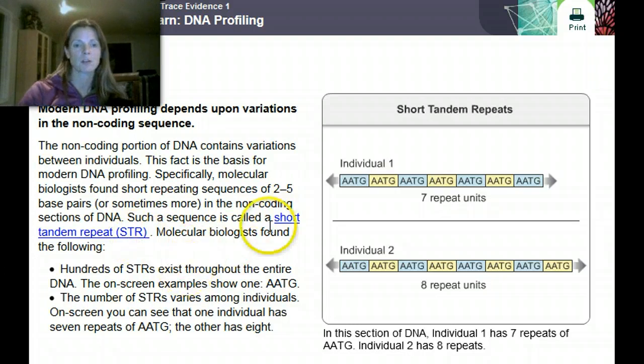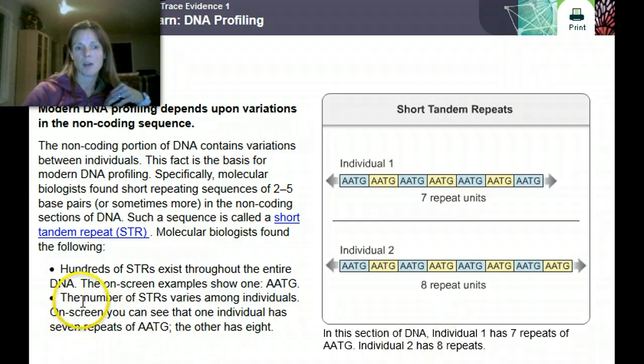So molecular biologists found the following. Hundreds of STRs exist throughout the entire DNA. The on-screen examples show one, ATG. You can see these are non-coding, but they're repeating. This one individual has 7 repeating units. This individual has 8. And then the last little thing is that the number of STRs varies among individuals. So you can see obviously the difference in that.